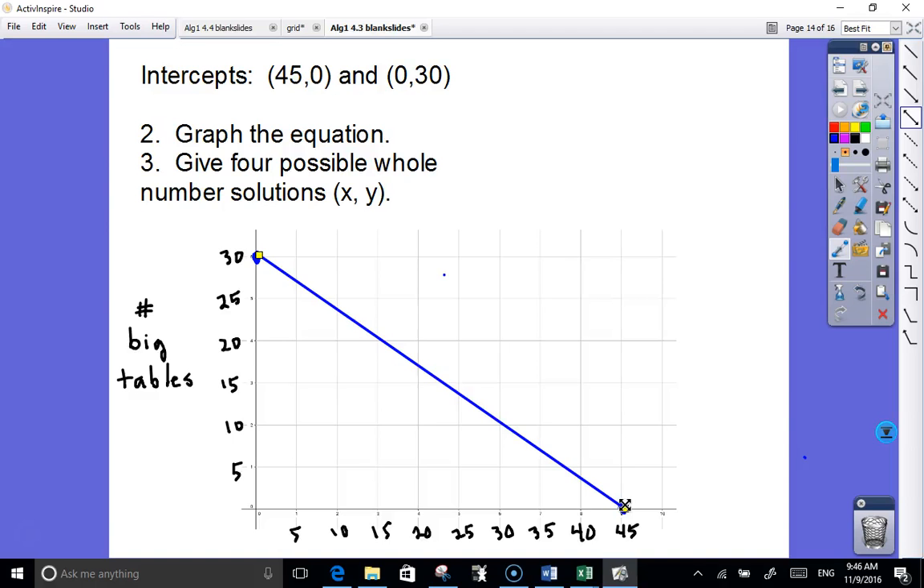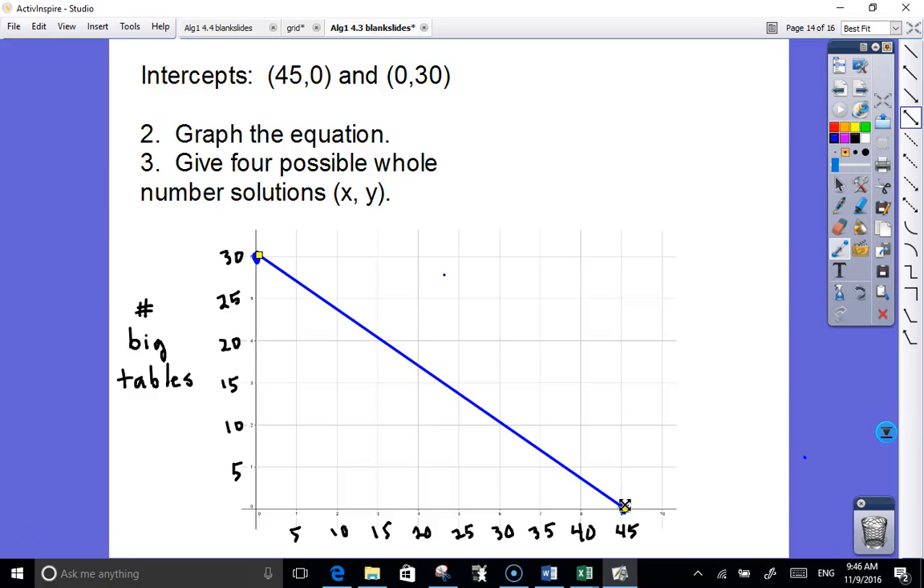It says, give 4 possible whole number solutions. How many solutions are on that line? We know a line's made up of infinitely many points, but we're solving for the number of tables. And the number of tables are not going to be fractions or decimals. They're going to be whole numbers of tables.